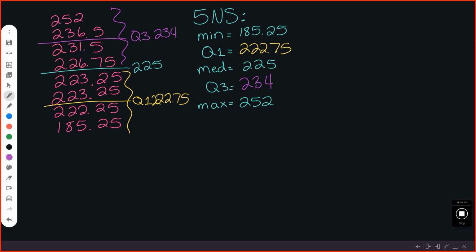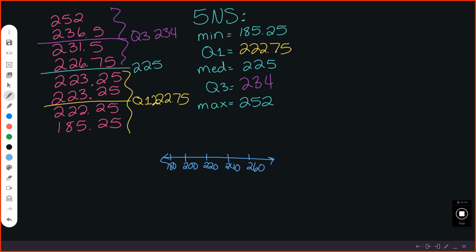That's the information I'm going to use to make my box plot. Most important thing about a box plot is that you make a number line, and the intervals have to all be the same. So I'm going to start smaller than my min and go to bigger than my max. So I'm going to go 180, 200, 220, 240, 260. I guess I made it a little bigger than I needed to.